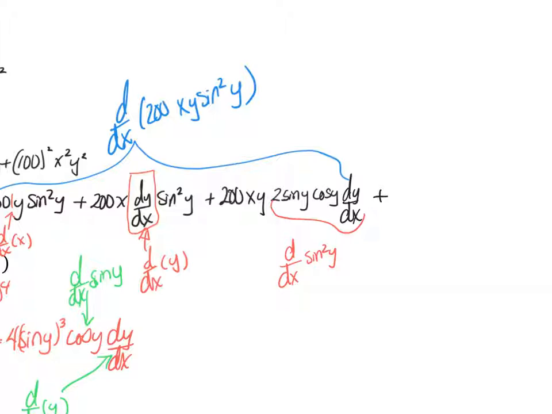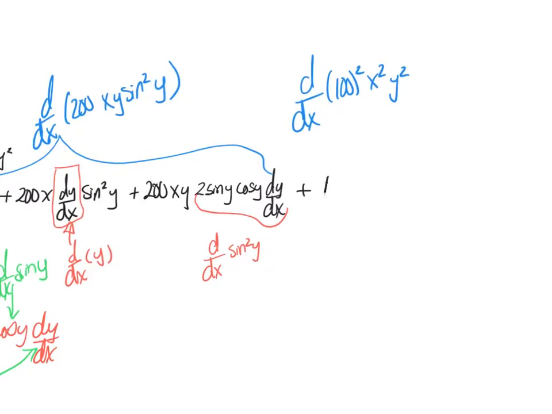The next part I'm going to do here is the derivative with respect to x of 100 squared x squared y squared. Okay, so that is the next piece I'm going to be doing by the product rule implicitly. So plus 100 squared 2x y squared. This is the derivative with respect to x of x squared.